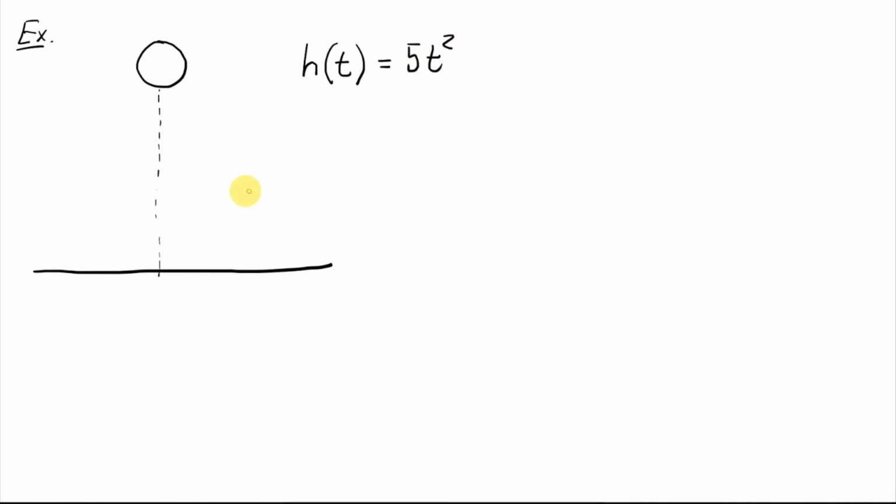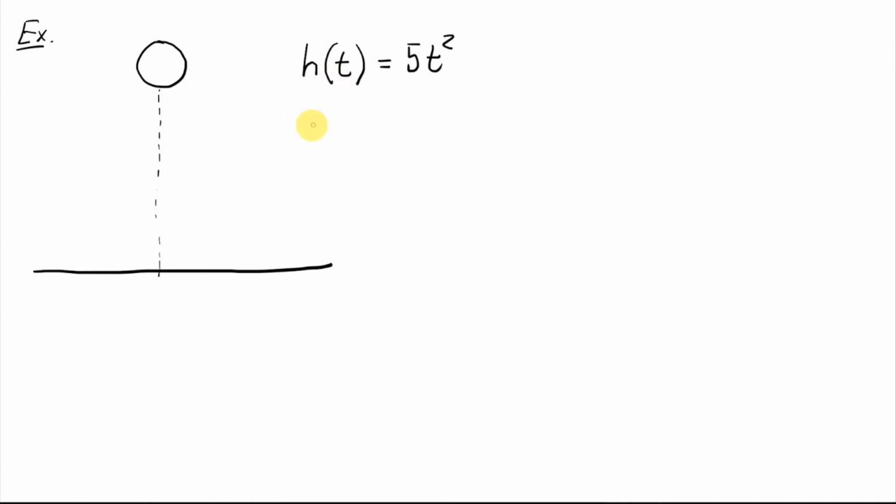Let's consider an object that is falling freely to the ground. That is, we disregard air resistance. Then physics gives us that it falls a height of h after a time t, according to this formula. So this is the distance it falls after t seconds after being dropped from rest.